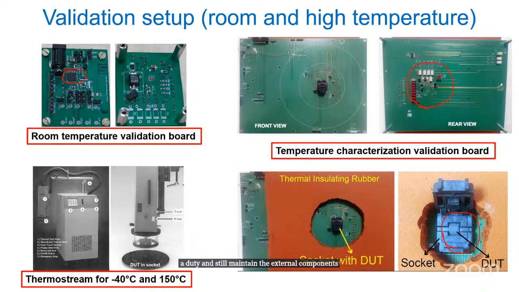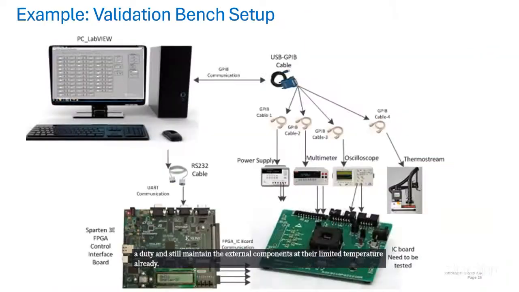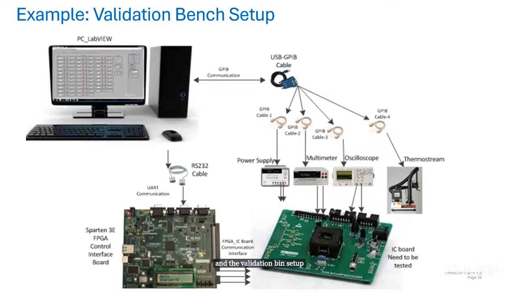That is how we were able to characterize the DUT and still maintain the external components within their limited temperature rating. For the validation bench setup, we had LabVIEW on the PC, and through a GPIB cable that you see here, we were able to control all the instruments to give the supply voltage, give the load currents, and also control the thermostream for the temperature steps. Okay, this was our validation bench.